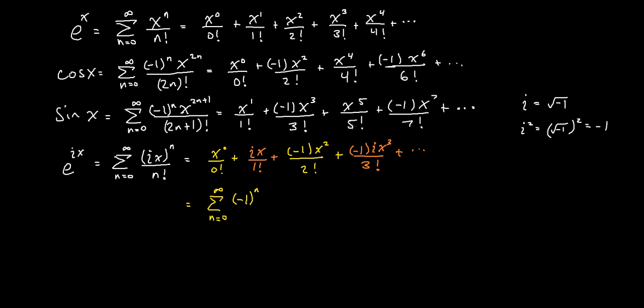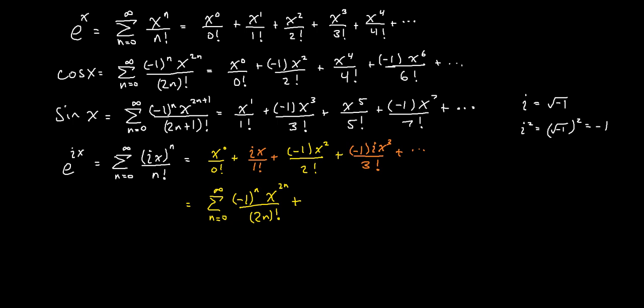And it goes up by 2 each time. The exponent on x goes up by 2. So x to the power of 2n. And the factorial also starts at 0, 2, 4, 6. So 2n factorial. And that's the yellow series.